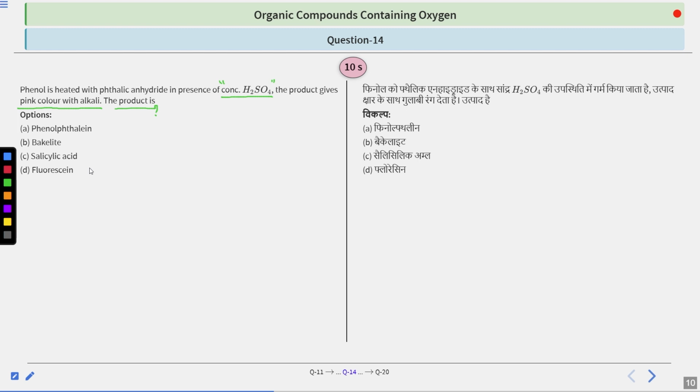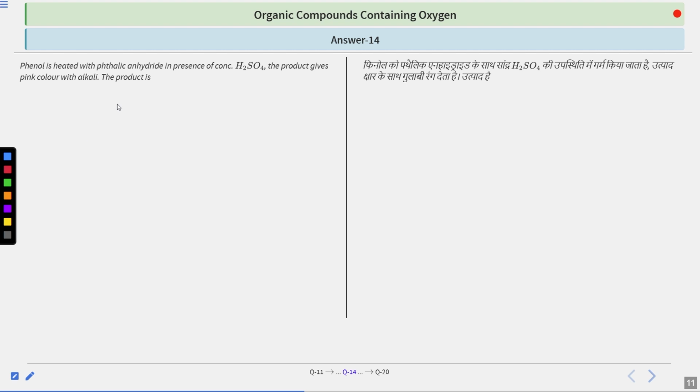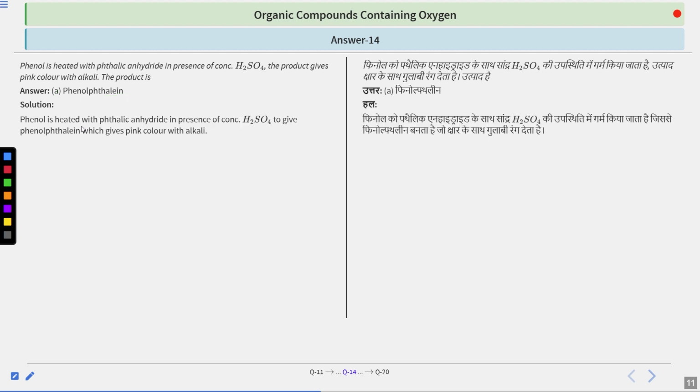You have some time to think about this question. After that, we will see the answer. Okay, let's see. The correct answer for the given question is option A, that is phenolphthalein. Phenol is heated with phthalic anhydride in the presence of concentrated H2SO4 to give phenolphthalein, which gives pink color with alkali, as our question is asking.